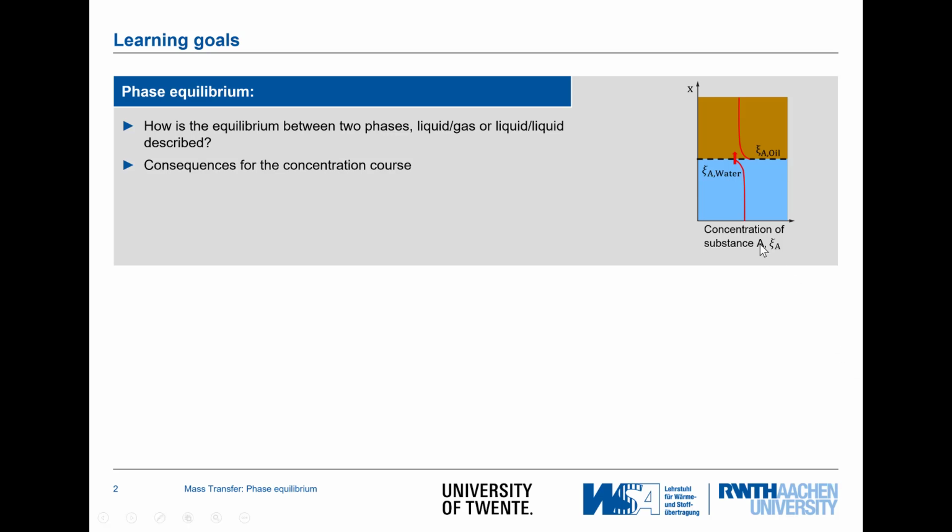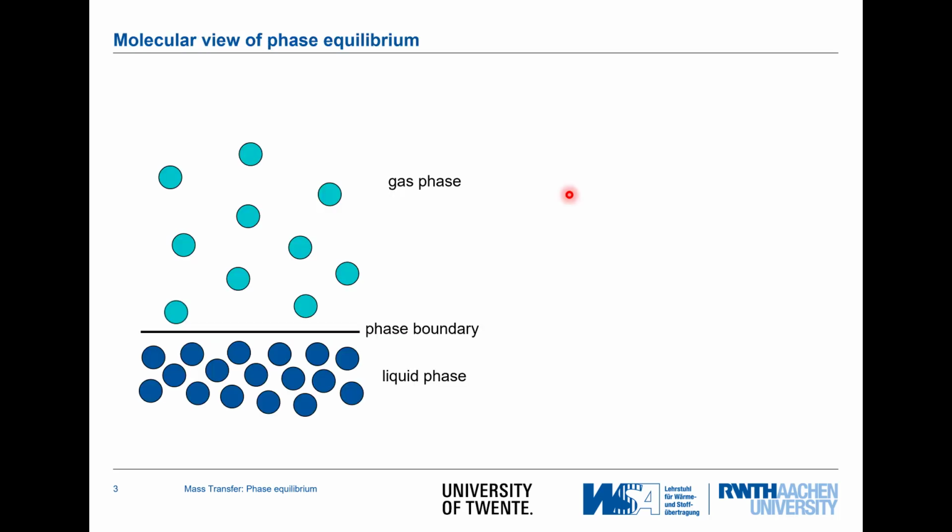And here's a little sketch that shows, let me pick the laser pointer, sorry. The sketch shows liquid oil sitting on liquid water. This is just the geometrical coordinate, and that's concentration or mass fraction of a certain substance whose course is shown here as well. And the question is, how does this concentration course look depending on some boundary conditions that we pick? That's what we will also have a look at in this video.